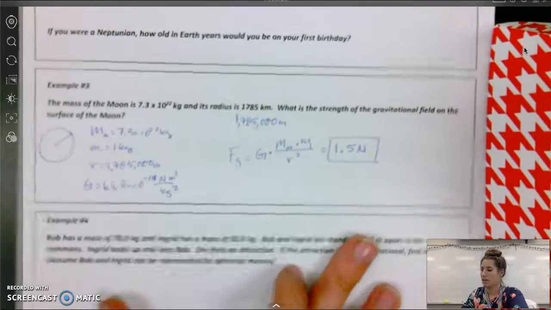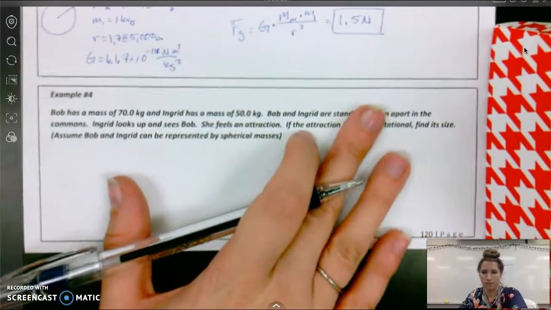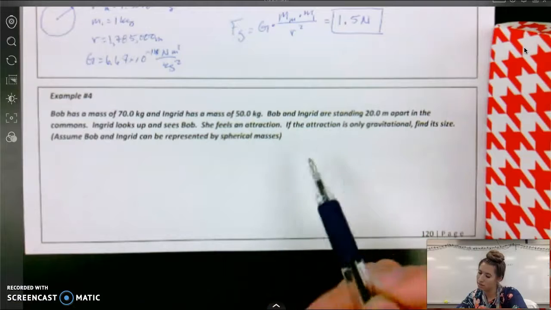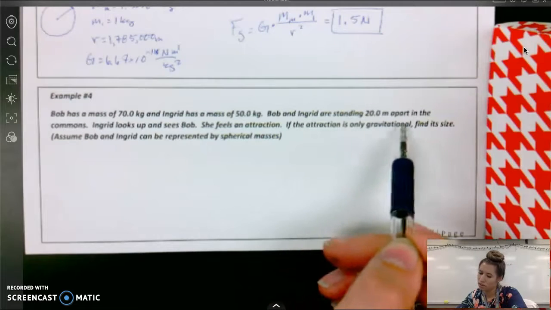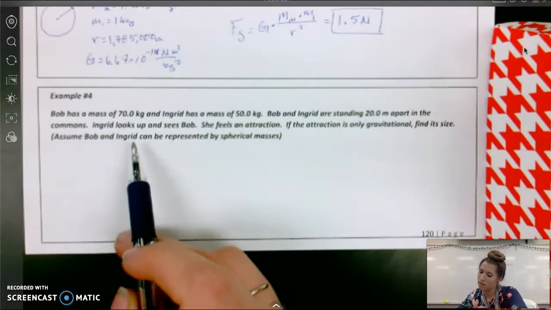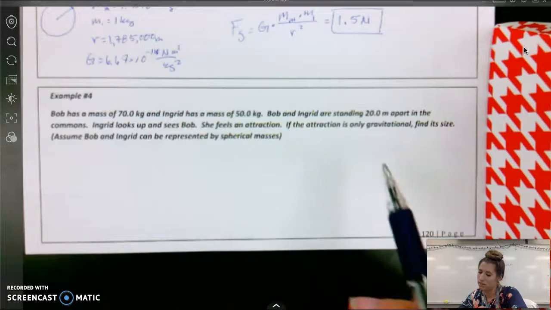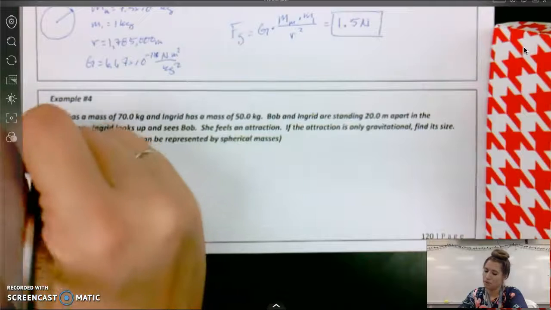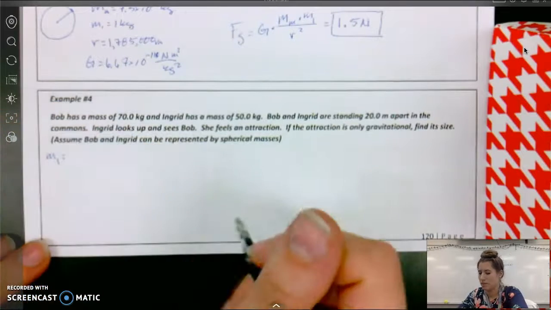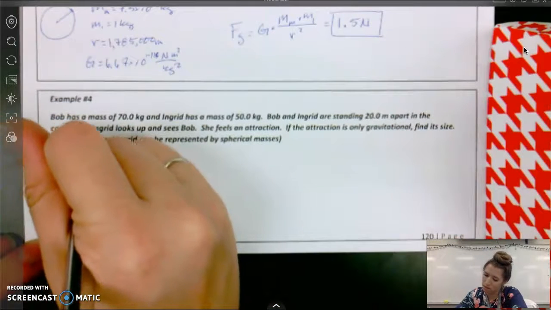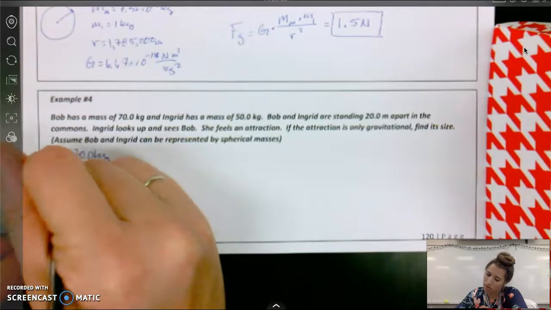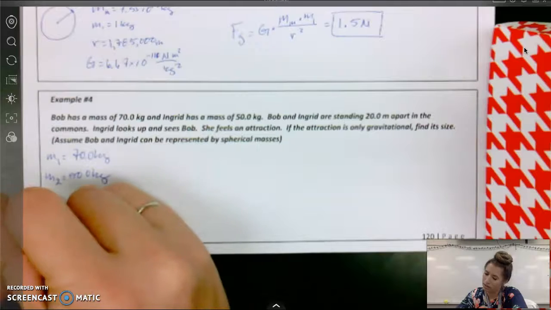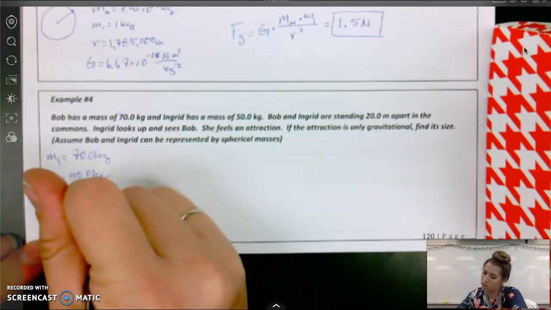Okay, and then example number 4. Bob has a mass of 70 kilograms, and Ingrid has a mass of 50 kilograms. Bob and Ingrid are standing 20 meters apart in the commons. Ingrid looks up, sees Bob, feels an attraction. If the attraction is only gravitational, find the size. Okay, so what do we know? We know that mass 1 of Bob is 70 kilograms. Mass 2 of Ingrid is 50 kilograms. We know that the distance between them is 20 meters.